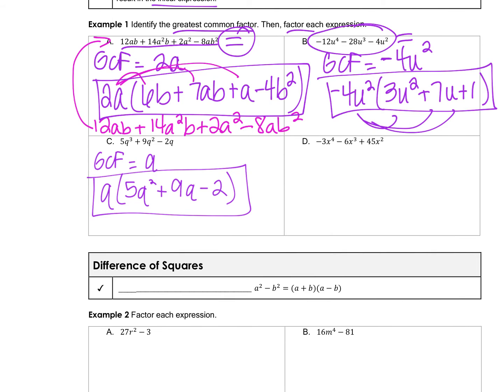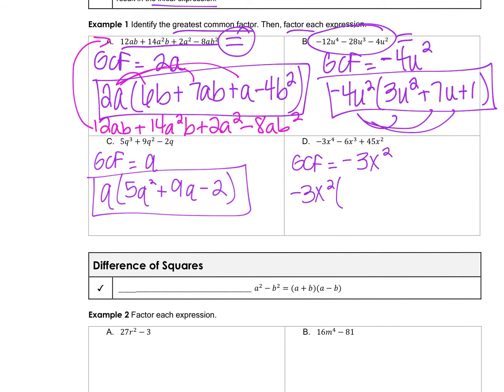Okay, so let's look at part D. So first thing I notice is the first term's negative, so I want to take a negative out. The greatest number that will go into all three of them would be a 3. And then they all have an x. So look at the smallest one, which is an x squared. So that would be the greatest common factor of that variable. So I'm going to take out a negative 3x squared. I'm just dividing each one of them by that.